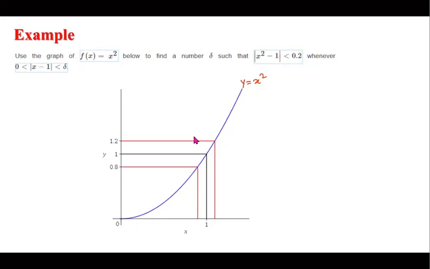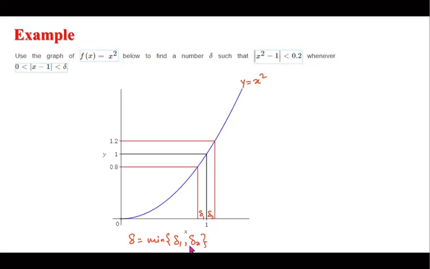Delta is this number here. So this distance here, down here, that is delta. But sometimes these numbers may be different. Maybe the first one is delta 1 and the second one is delta 2. If that is the case, then your delta will be the minimum of delta 1 and delta 2.